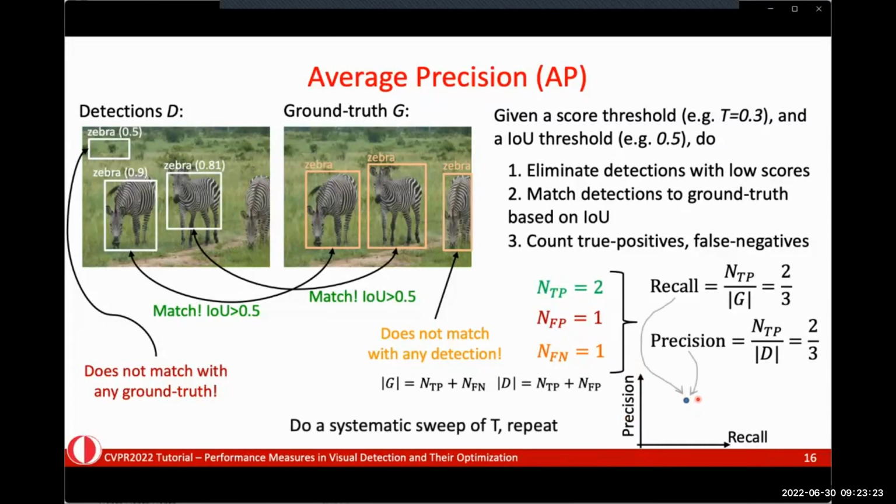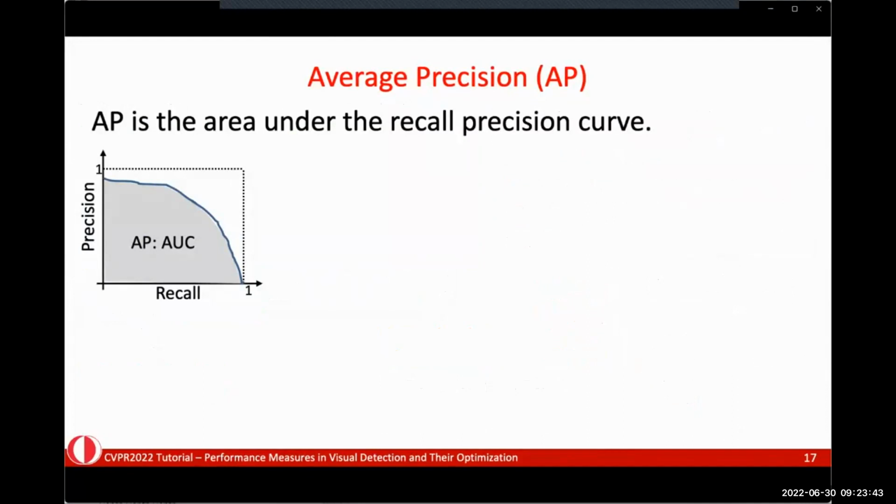Now, if we do a systematic sweep of the threshold value for t and repeat these three steps we just described, we will obtain more points in the recall precision curve, and then our plot would be complete. Finally, theoretically speaking, we would obtain a plot that looks like this, and the area under this curve is what we call average precision, or AP.